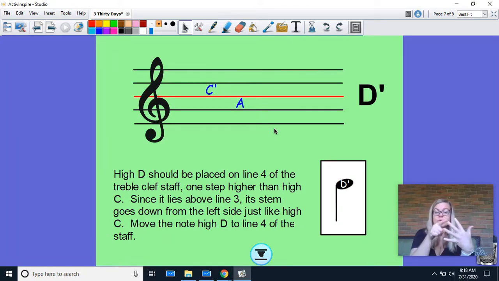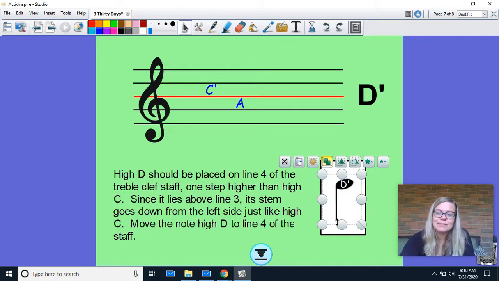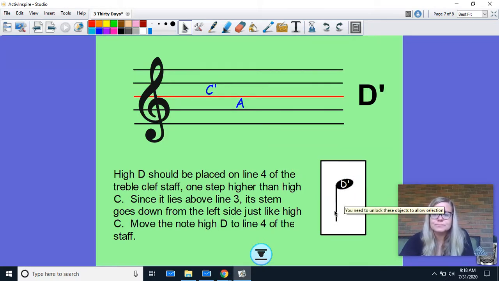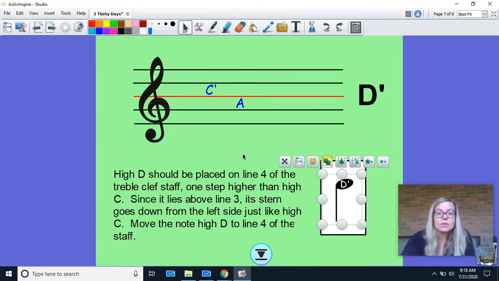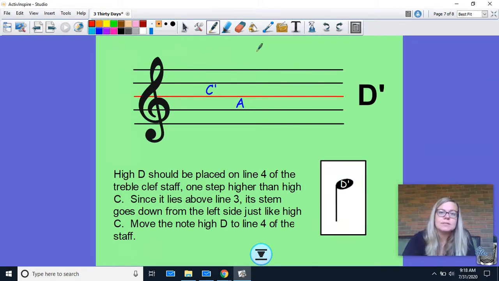So 1, 2, 3, 4. It is on the fourth line. So I'm going to grab this D, if I can get it. Nope. Man, sometimes this program just doesn't want me to get it. And if I can drag it, it's just not working. All right, well, the D, I'm going to draw it in since my mouse isn't working.